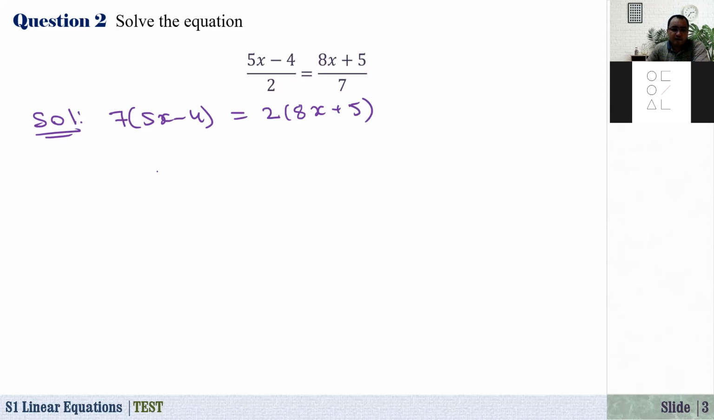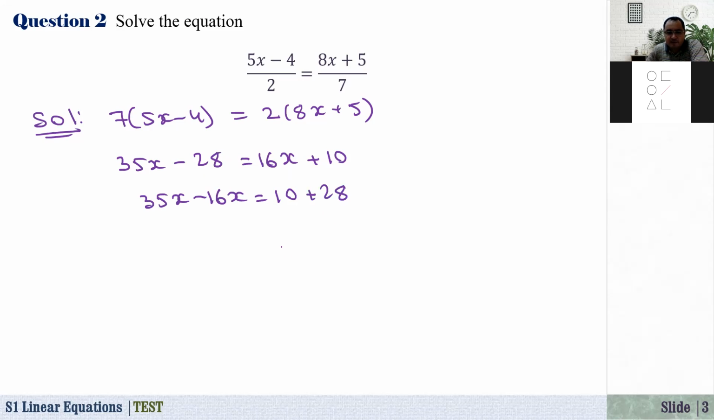Okay. So now from here, 7 times 5x is 35x minus 28. 2 times 8 is 16x plus 10. Now I'll take 16x to the left-hand side, 35x minus 16x. On the right-hand side, 10, and negative 8 goes to the right-hand side, plus 28.